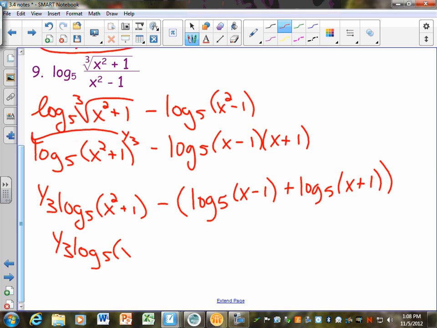1/3 log base 5 of x squared plus 1 minus log base 5 of x minus 1 minus log base 5 of x plus 1. And when I see this, because I've done it a lot, when I see two subtraction signs right in a row, I know that means I'm dividing by two things on the bottom. And so that's something that you kind of get used to seeing. But either one of these would be the simplified answer.